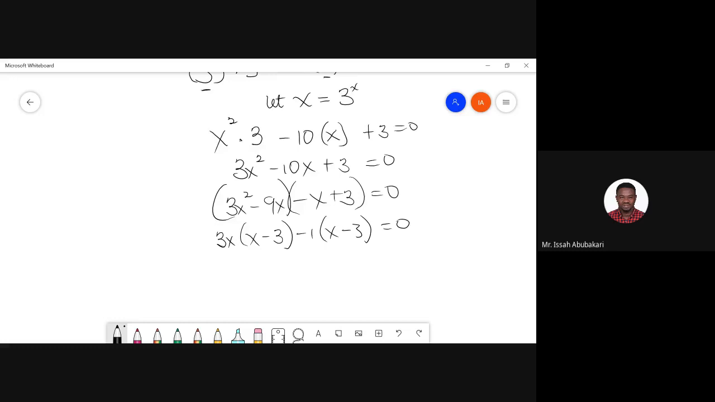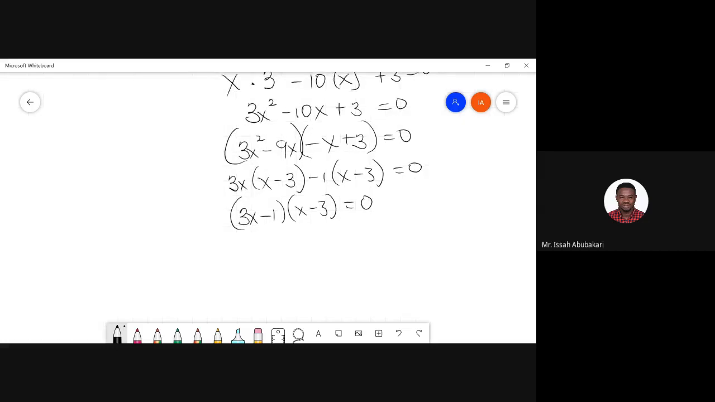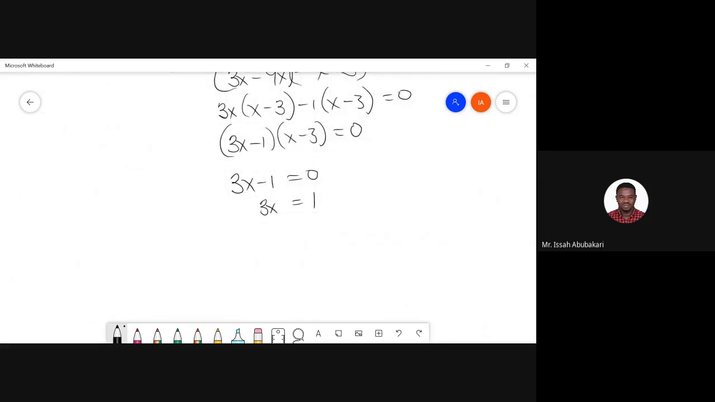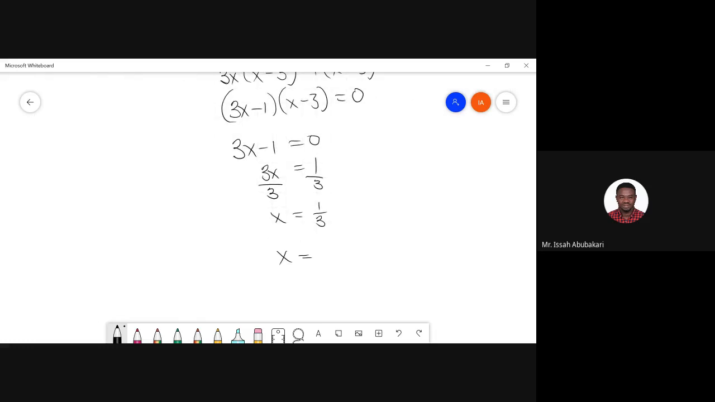Now, what we are going to have is 3x minus 1, and we have x minus 3 should be equal to 0. Let's solve for x. So 3x minus 1 should be equal to 0. And then 3x is equal to positive 1. How do we find x? We can find x by dividing both sides by 3. And we have x is equal to 1 over 3. And 1 over 3 can also be written as x is equal to 3 exponent minus 1.